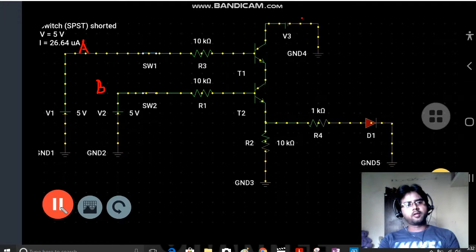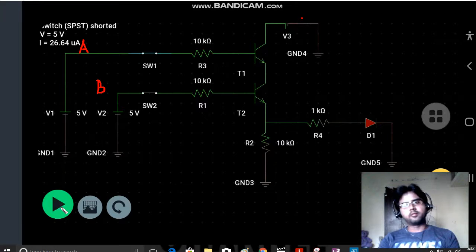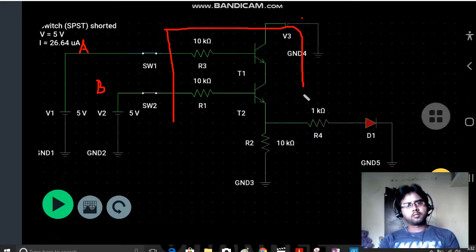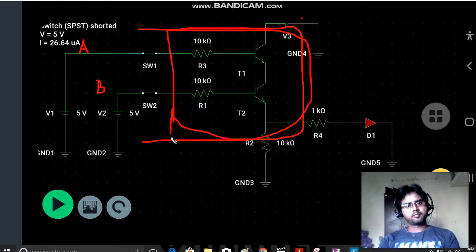If I want to draw the AND gate symbol over here, it will look something like this. So these are the inputs. The D shape, the D like this. This is the AND gate symbol over the transistor.